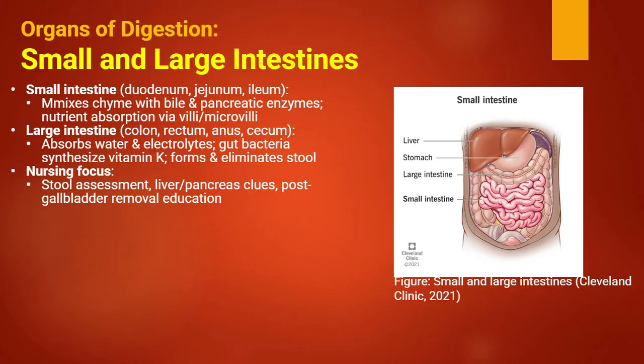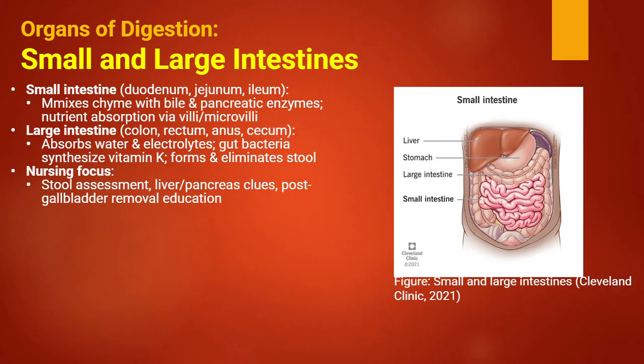The small intestine is the primary site of digestion and absorption. It is divided into three regions: the duodenum, jejunum, and ileum. In the duodenum, chyme from the stomach mixes with bile from the liver and gallbladder and enzymes from the pancreas. These secretions break down fats, carbohydrates, and proteins into smaller molecules.